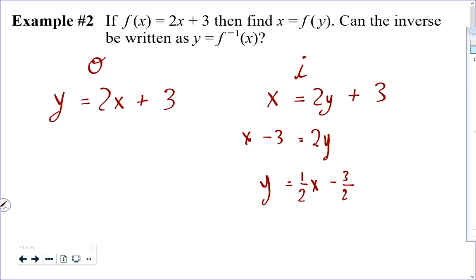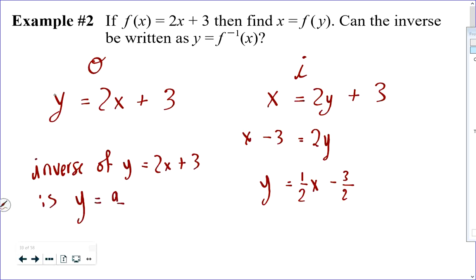And I think this is a very basic question, but it is also a good exam question, a good kind of lower end numerical response question where I say the inverse of y equals 2x plus 3 is y equals a over b x plus c over d. What are the values of a, b, c, and d?